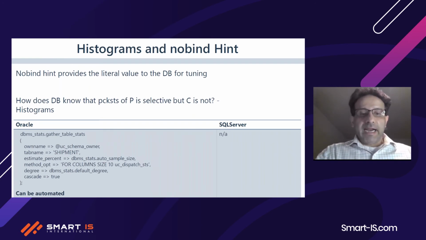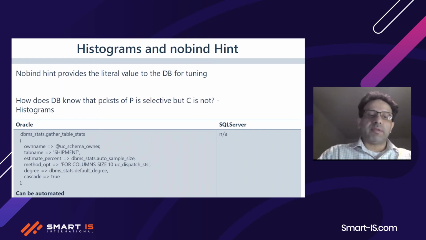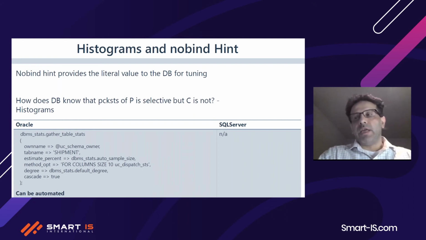For that, if you have auto statistics now in 2021, some of these things go away. But if you have some legacy concerns, then Oracle optionally allows you to create a histogram on that column, so that the database would know what is a good value and what is a bad value. So no bind and histograms go hand in hand. Just creating no bind is not enough, because even with a no bind, yes, Oracle knows that it's a SQL as P, but Oracle still needs to know that P is more selective and not C.